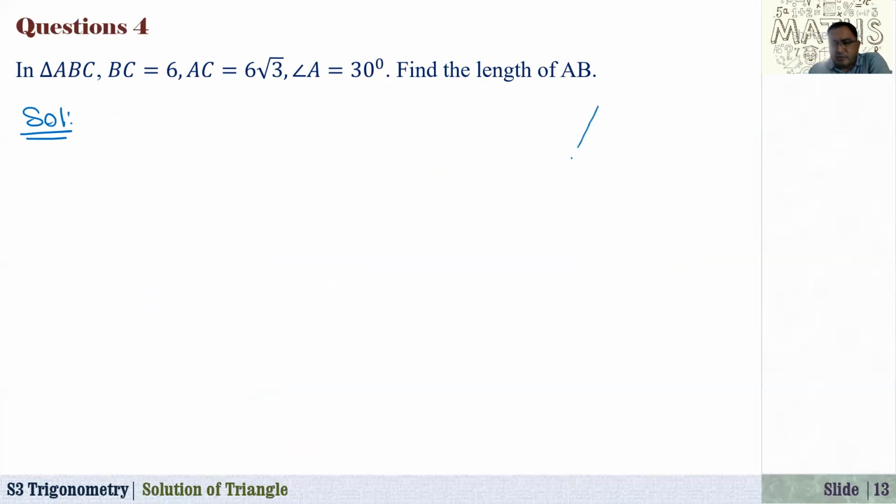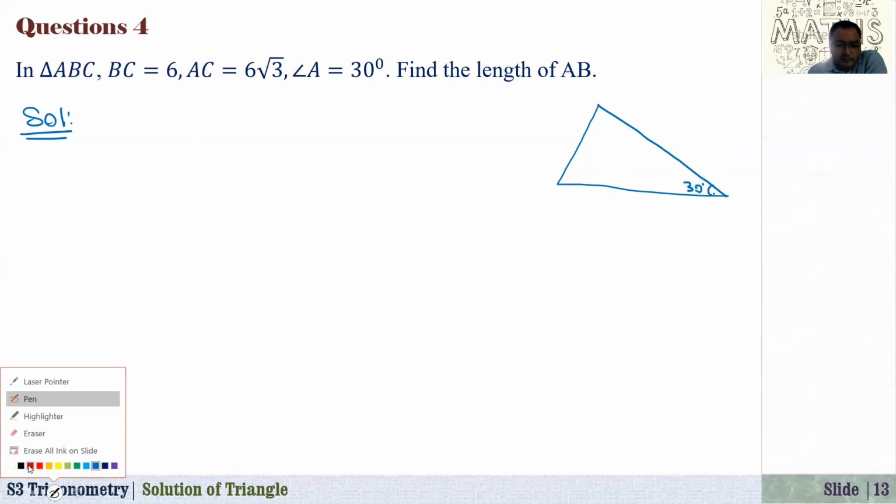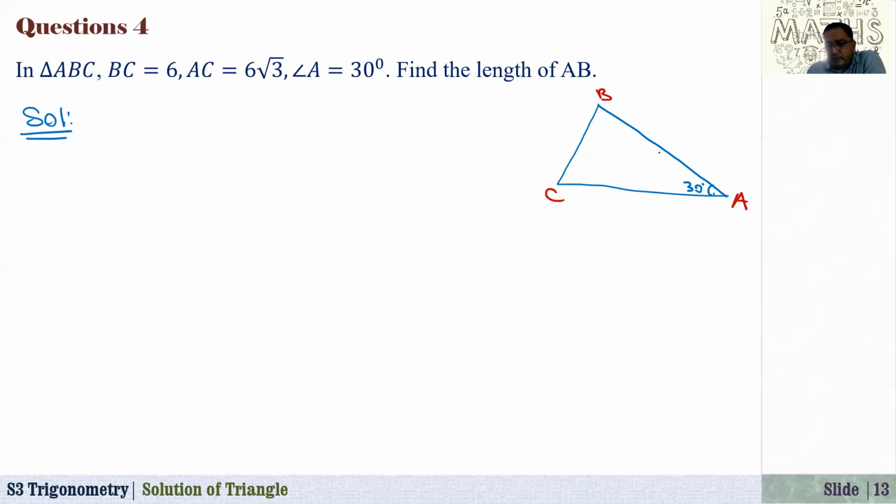Okay, so let me just draw any kind of triangle again. Suppose this is our triangle, and suppose that this angle is 30. That is angle A, and let's say this is B, and this one is C. BC is equal to 6. AC is equal to 6 times square root of 3. And the angle A is 30. Find the length of AB. Let's say this side is X. So we have to find X.